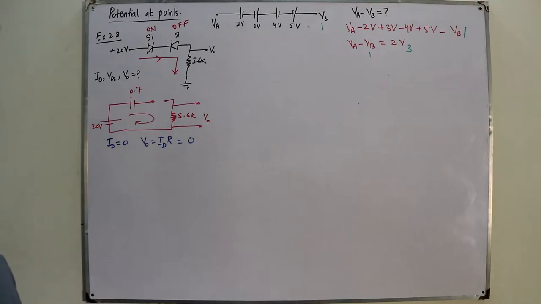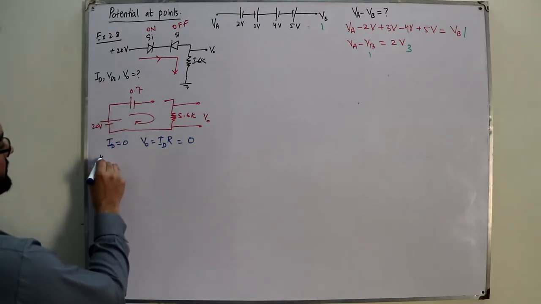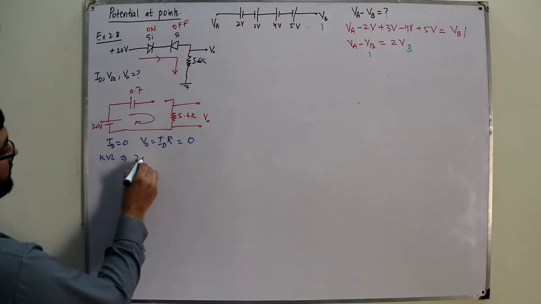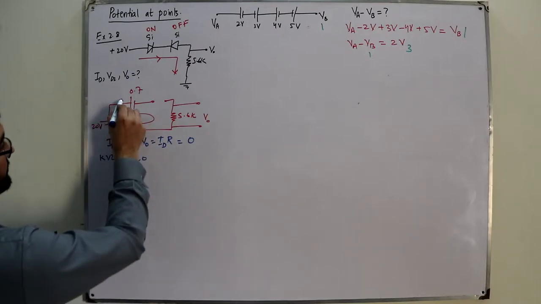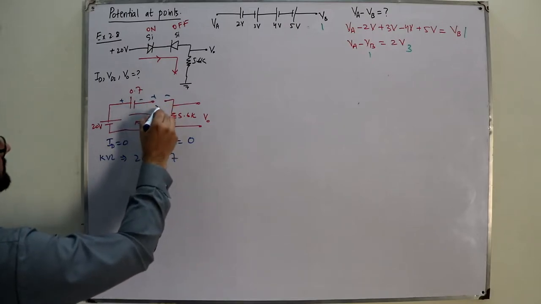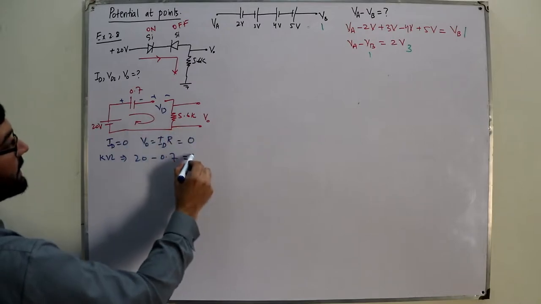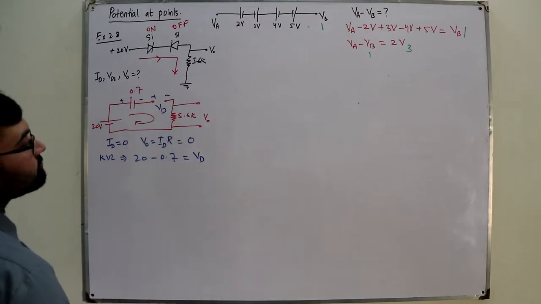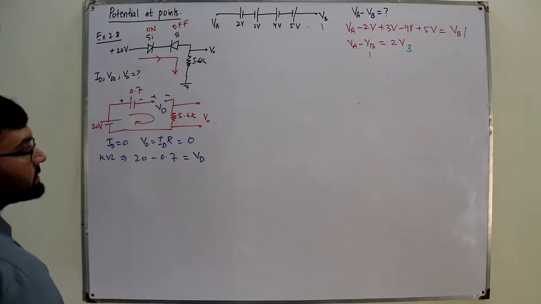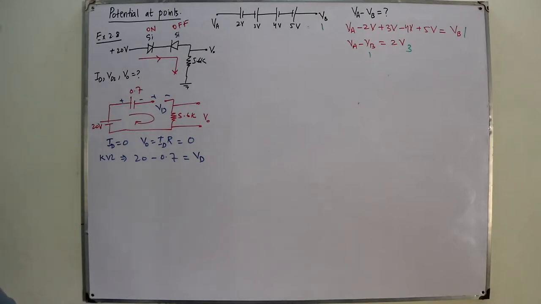Now the potential at points: KVL implies 20 volts minus 0.7, and then minus VD, so this is equal to VD. Isn't it like this? It is. So VD comes out to be 19.3 volts, isn't it? VD.